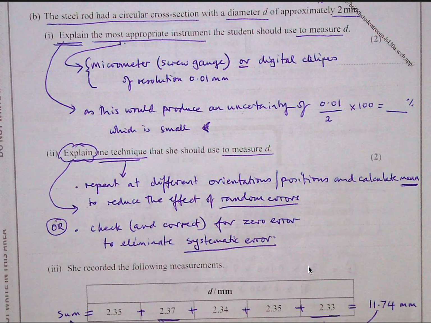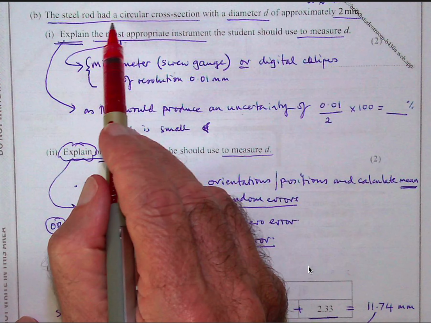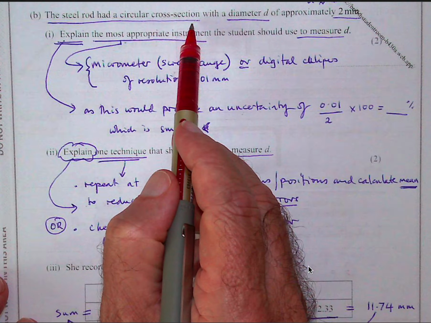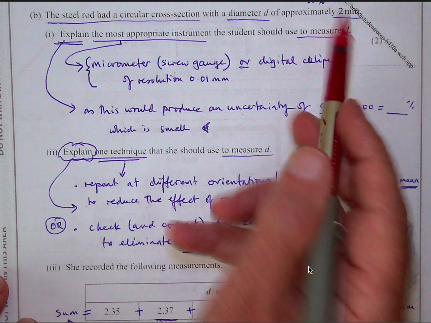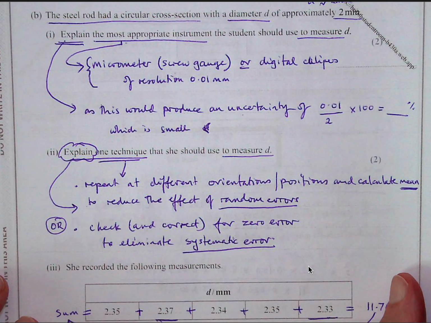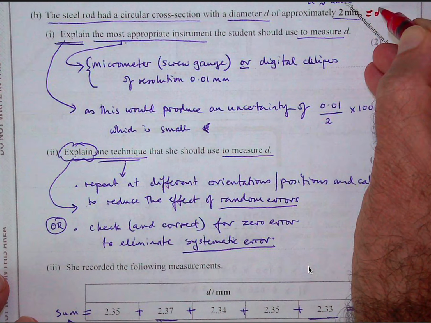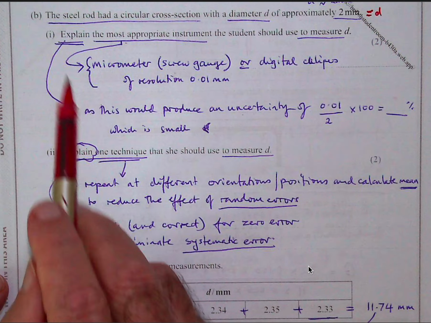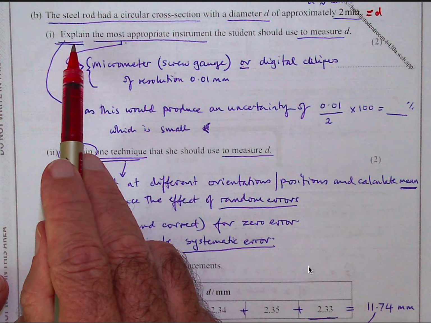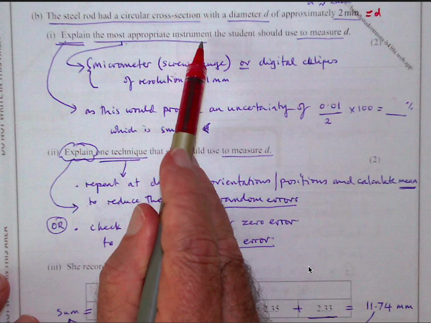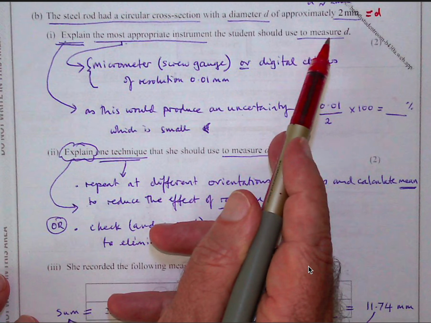So that's the start of question 4, and then question 4 continues. The steel rod had a circular cross-section, with a diameter D of approximately 2 millimeters, okay? So D is approximately equal to 2 millimeters. It says explain, so I'm underlining explain, the most appropriate instrument the student should use to measure D.